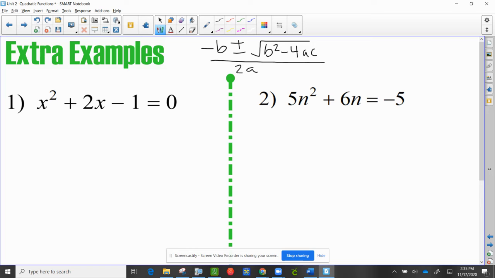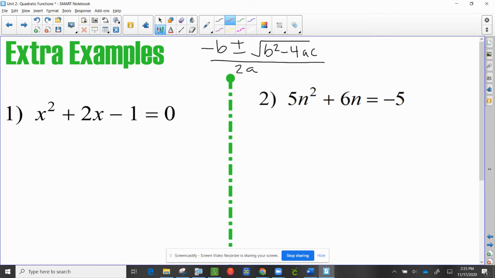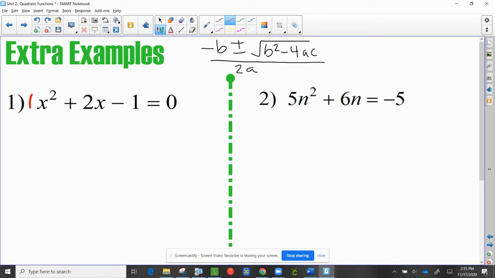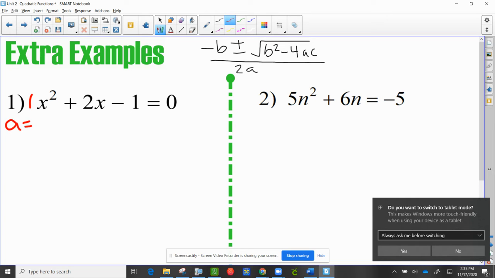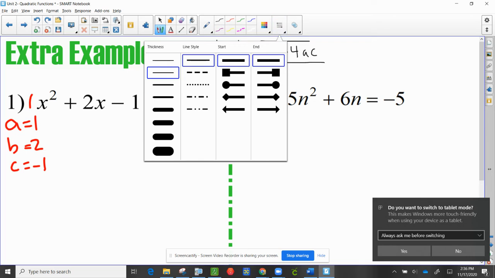Okay, so this first one, x squared plus 2x minus 1. We have a couple little imaginary coefficients here. So we have 1x squared plus 2x minus 1. So when we're finding our a, b, and c terms for this one, number 1, my a term is 1, my b term is 2, and my c term is -1. Again, make sure those signs carry over to the problem.